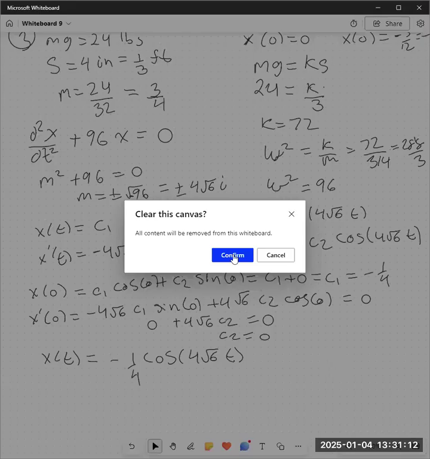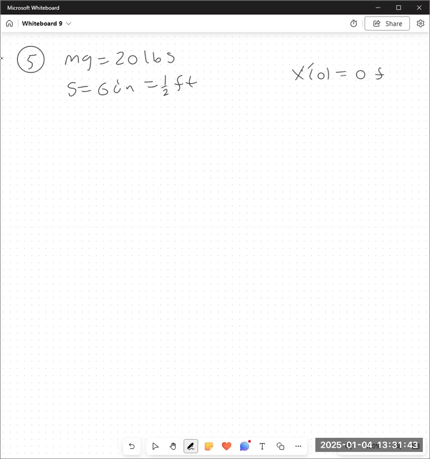All right, let's go ahead and clear that. A mass weighing 20 pounds. This is number 5. Stretches a spring 6 inches, so that is 1/2 foot. Mass initially released from rest, x prime of 0 equals 0 feet per second. 6 inches below equilibrium, x of 0 equals 6 inches equals 1/2 foot.